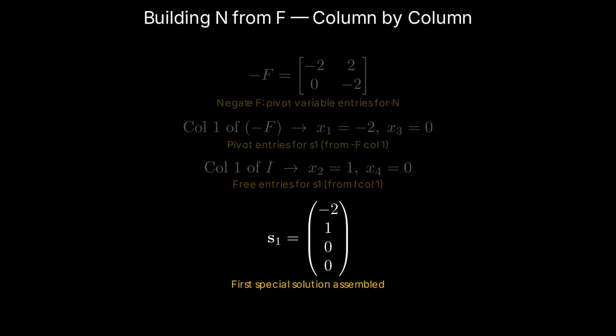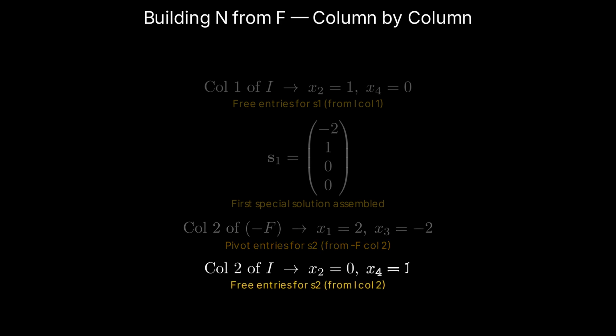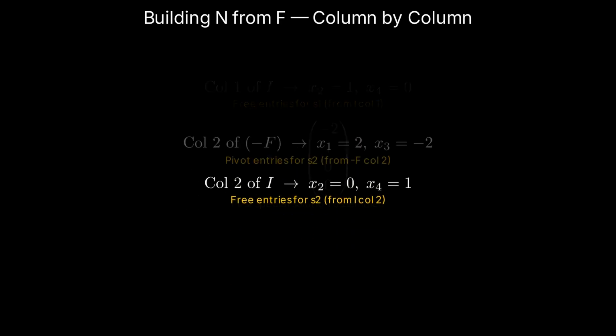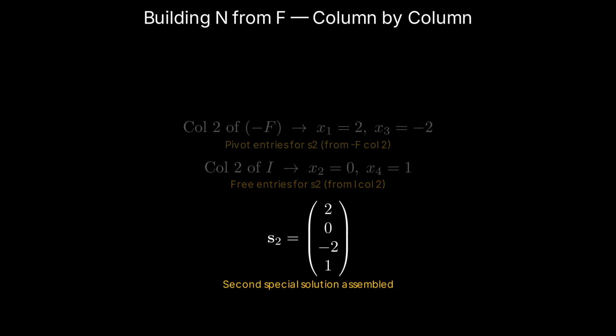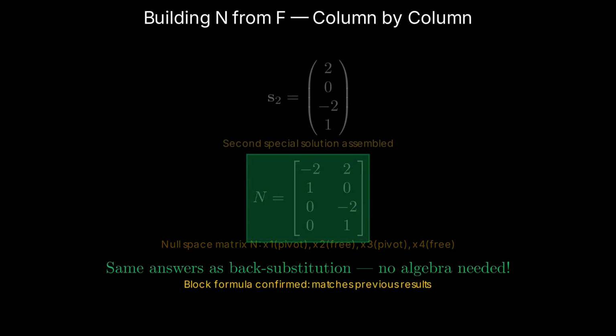Assemble the vector negative 2, 1, 0, 0. For the second special solution, the second column of negative F gives x1 equals 2, x3 equals negative 2. The second column of the identity gives x2 equals 0, x4 equals 1. Assemble 2, 0, negative 2, 1. The final null space matrix N is the 4x2 matrix with columns negative 2, 1, 0, 0, and 2, 0, negative 2, 1. These match the back substitution results from the previous lesson.